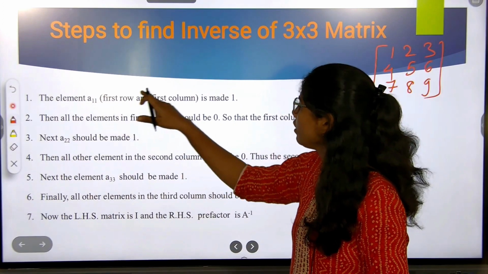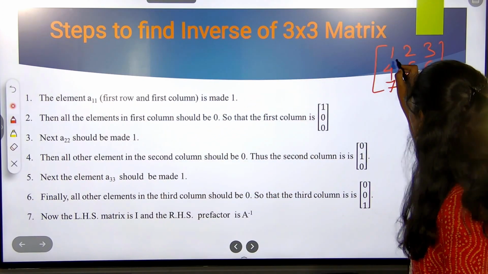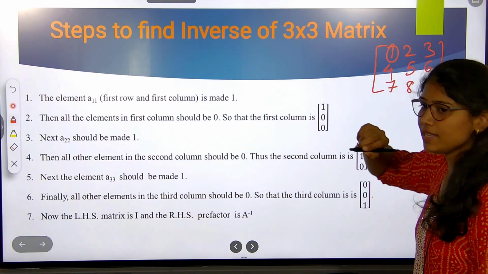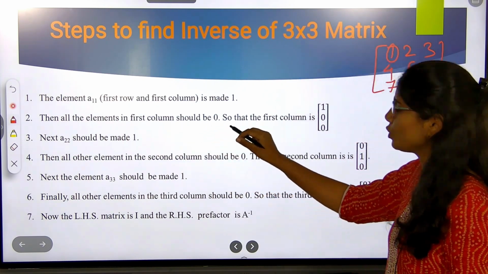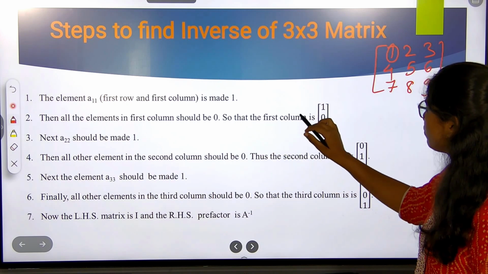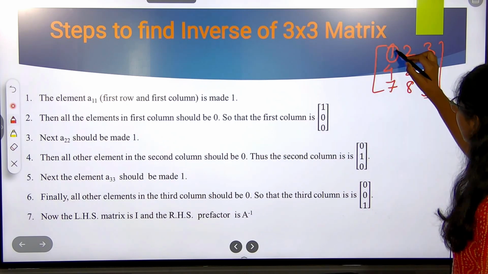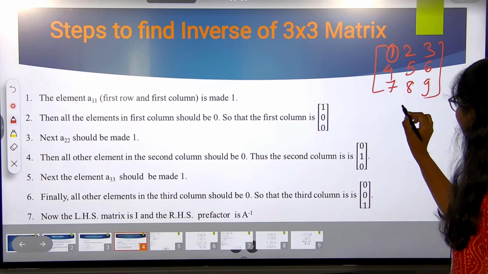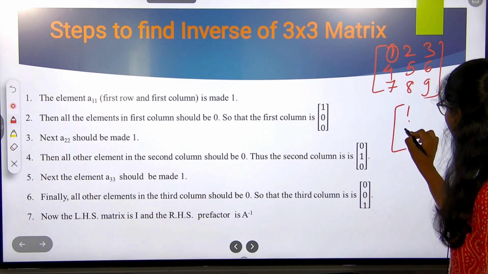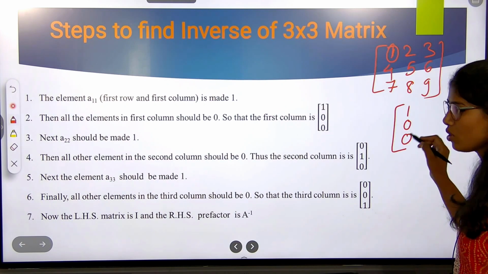First step, A11 is made 1. This A11 element, make this as 1. Then all the elements in the first column should be 0, so that the first column is 1, 0, 0. Other than this leading element, all other elements should be 0. So our first column is in the form of 1, 0, 0.